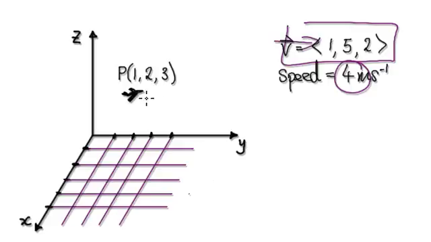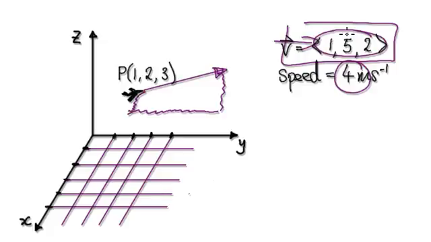So in this direction means 1 across in the x direction, 5 across in the y direction, and 2 up. So currently the plane is traveling in this direction, but the problem is that the magnitude of this is greater than the speed of the plane. The speed of the plane is only 4 meters per second. Unrealistic, but let's just pretend.